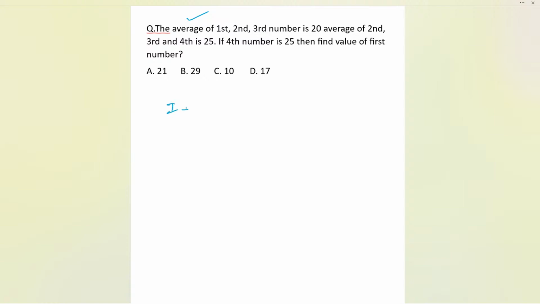Now, the question says average. Okay, average of what? First plus second plus third over here. Now, the average of 3 people, that is 20, is given. Now, average of second, third, and fourth is given as what? 25. 25 is the average. Now, the fourth number is 25. Okay, directly the fourth number is given. Now, find the value of the first number.